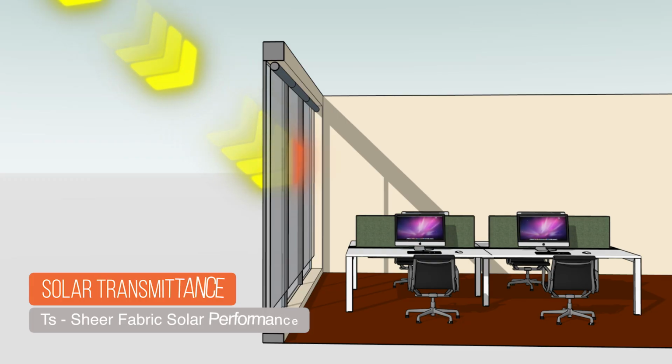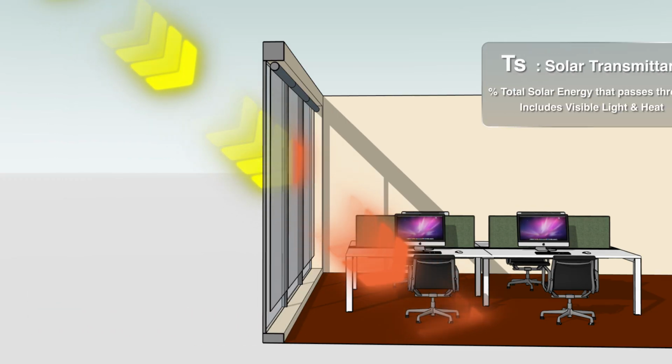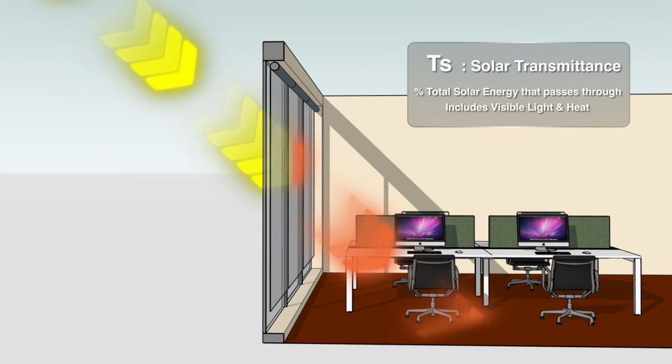First, we have the solar transmittance, TS. This is the percentage of the total solar energy that passes through the fabric into the space, which includes visible light and heat. A high TS, like 20%, means more sunlight and heat get through. It brightens the room and provides more natural light, but on the other hand, it can lead to glare and overheating. A low TS, like 5%, blocks more solar radiation. It is great for keeping the room cool, but on the other hand, it provides less daylight.